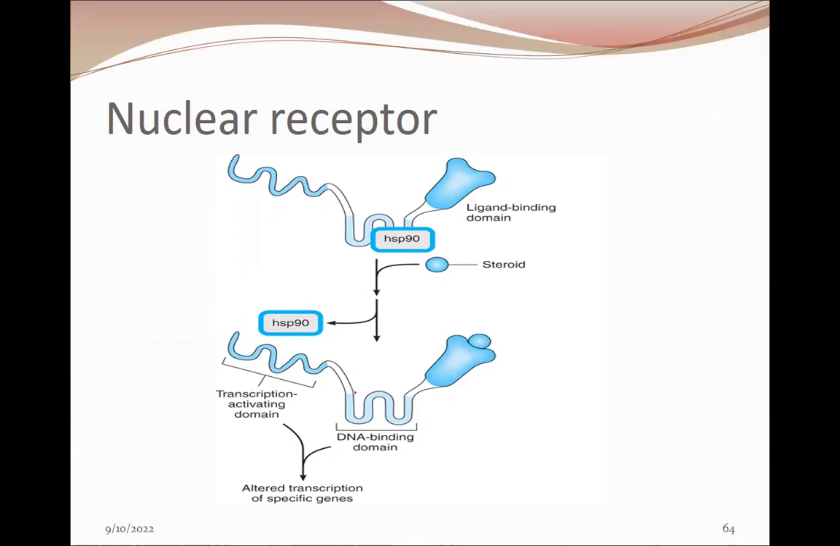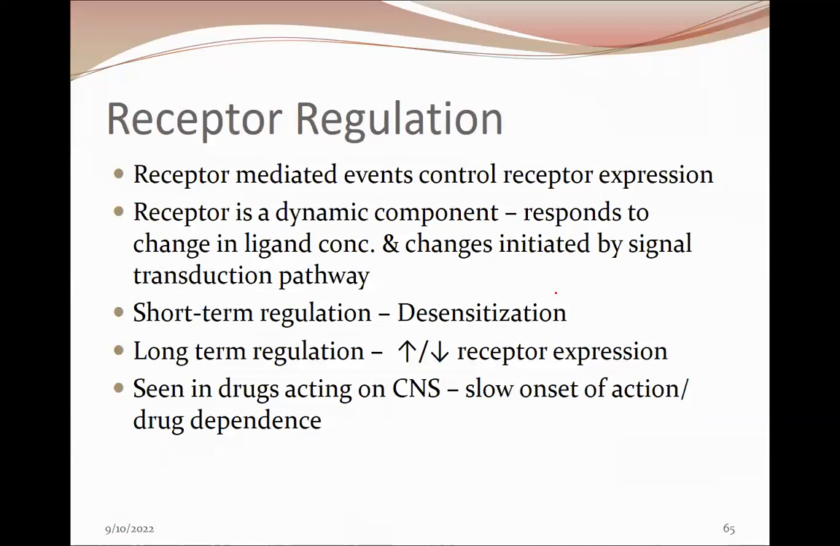You can see the DNA binding domain, which we were talking about, 416 residues and something like zinc fingers. They bind to a particular domain of the DNA, and once they bind, they lead to altered transcription of a specific gene. Now, these were all regarding the various types of nuclear receptors.